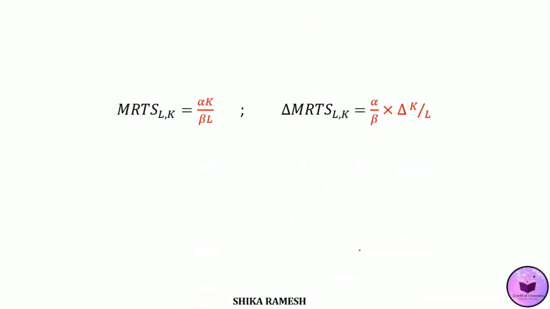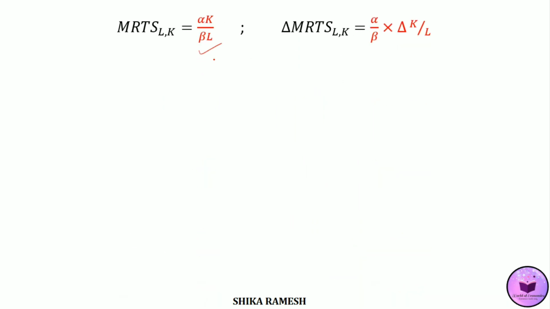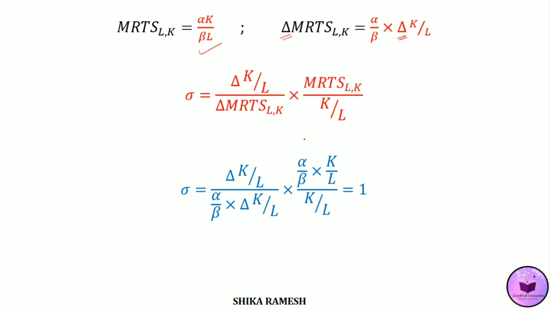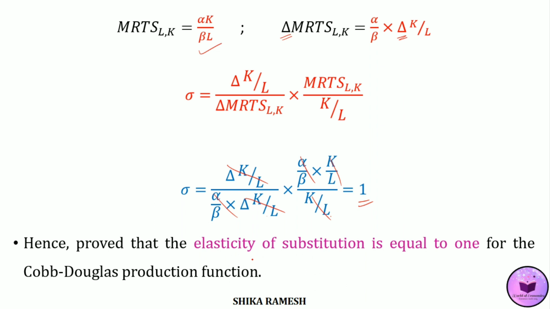Now since MRTS of labor for capital is equal to alpha K by beta L, then delta MRTS of labor for capital will be alpha by beta multiplied by delta K by L. Substituting this term onto this equation, we get sigma is equal to delta K by L divided by alpha by beta multiplied by delta K by L, into alpha by beta multiplied by K by L, the whole divided by K by L. All these terms will get cancelled out, and finally we get sigma is equal to 1. Hence, it is proved that for a Cobb-Douglas production function, the elasticity of substitution will be equal to 1.